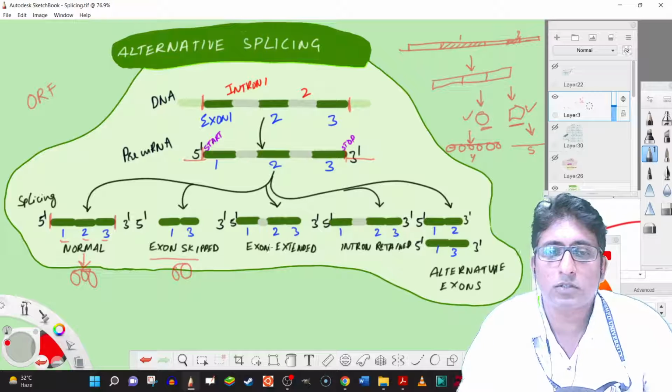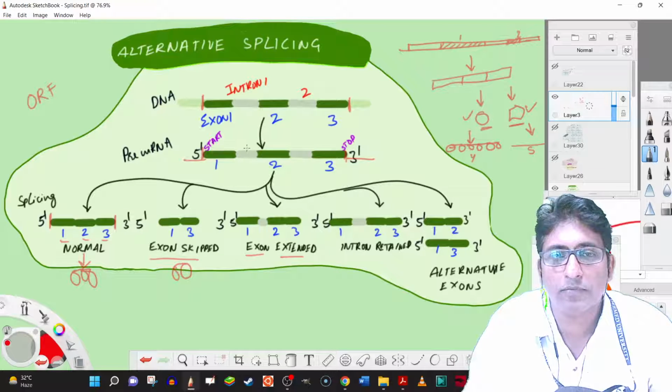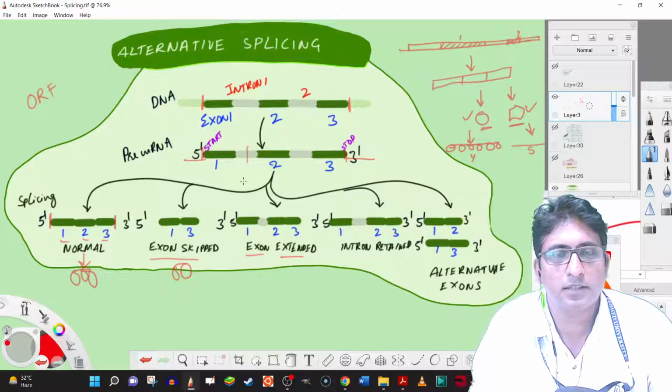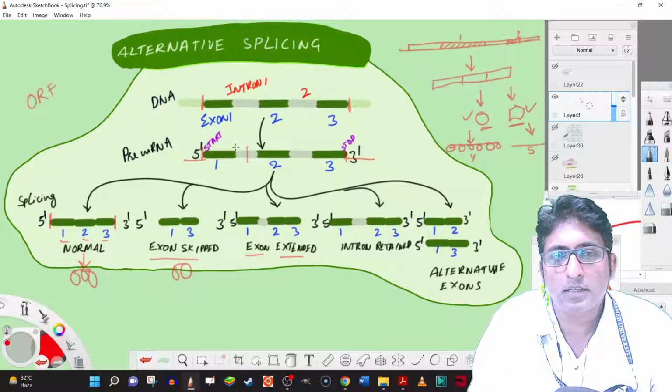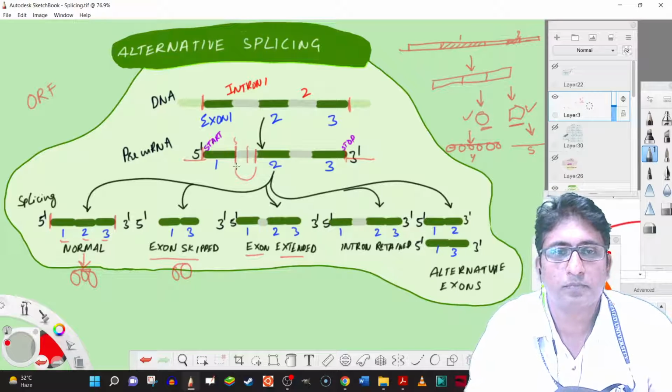Similarly, we may also have an exon extended. In some cases, what may happen is there may be a pseudo splice site like sequence, which means this would have been the 5' splice site, and this would have been the 3' splice site. So splicing should occur between these two, that is the 5' splice site and 3' splice site, or the end of exon 1 and beginning of exon 2.